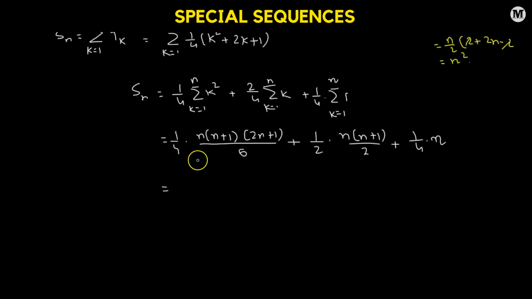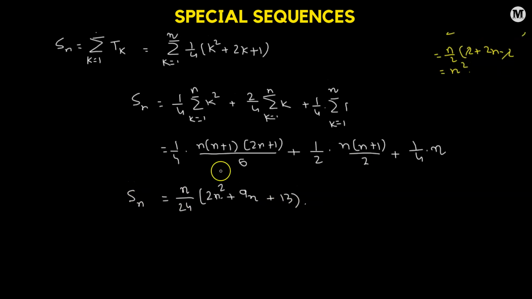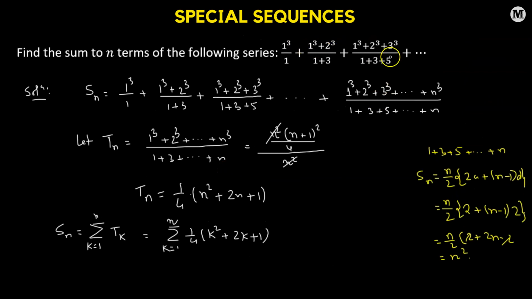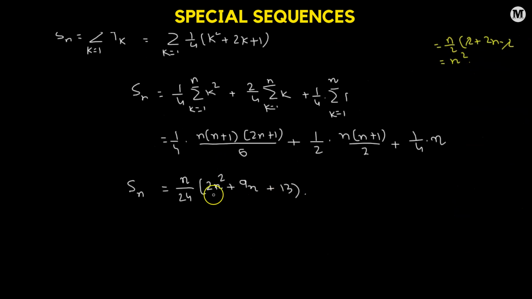Okay, so when we simplify this, we're finally going to get n over 24 multiplied by 2n squared plus 9n plus 13. I'm leaving the algebra part for you. So the sum up to n terms of this particular series comes out to be n over 24 multiplied by 2n squared plus 9n plus 13.